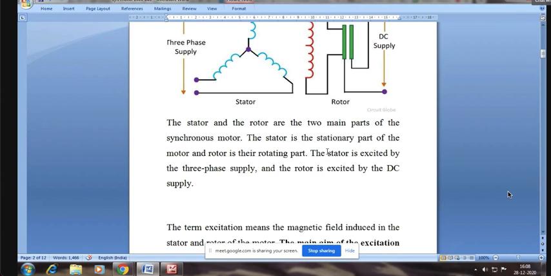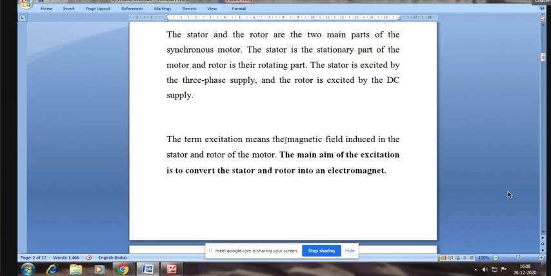Yes, sir. Right. The term excitation means magnetic field induced in the stator and rotor of the machine. The main aim of the excitation is to convert stator and rotor into electromagnets. So why you have to excite the stator and rotor in case of a synchronous motor is to make them act as electromagnets. Is it clear? Yes, sir. Right.